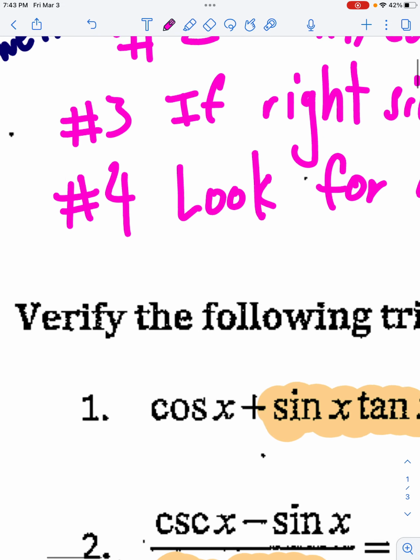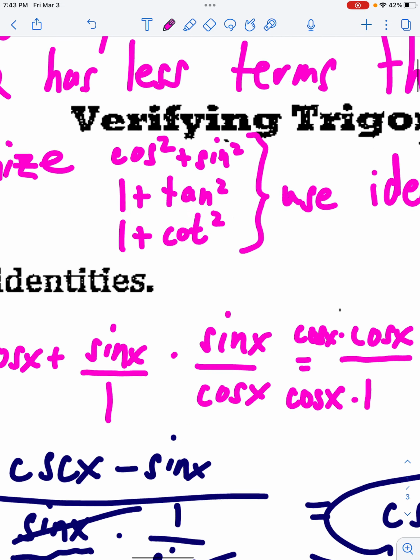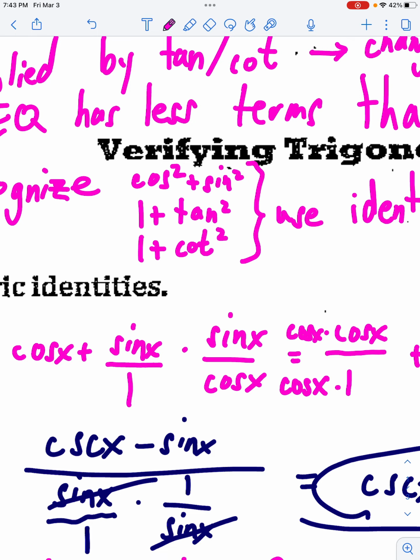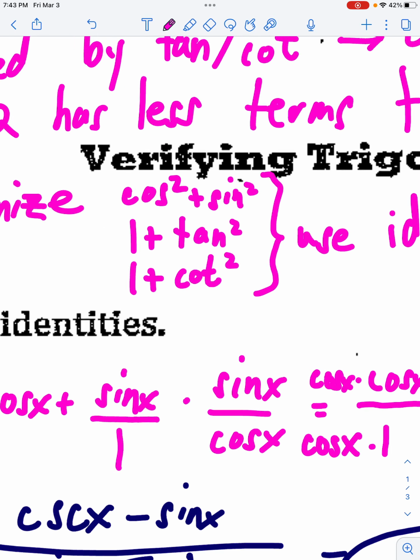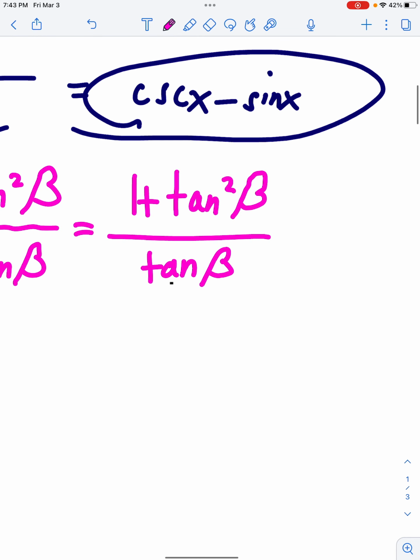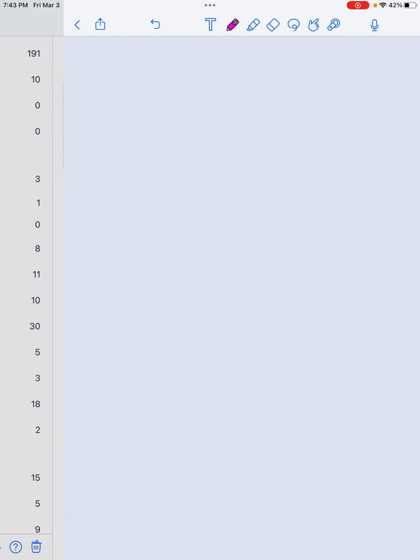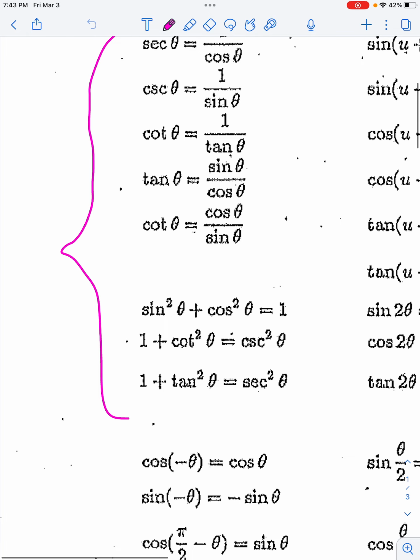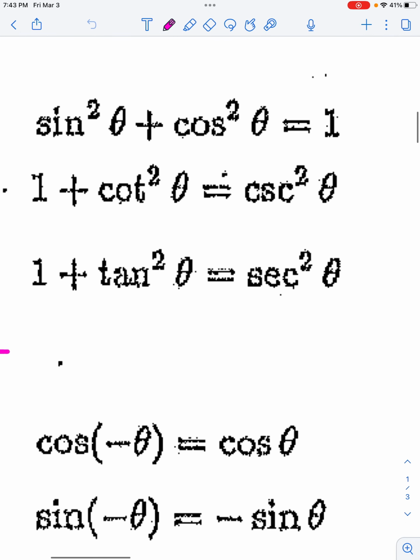I'm going to use trick number 4. Look for and recognize these 3 expressions. What do I have here? I have a 1 plus tangent squared. Looking at my identity sheet, I see that that becomes a secant squared. So I'm looking at this line here.